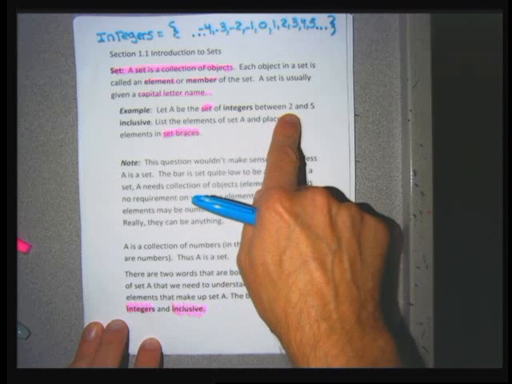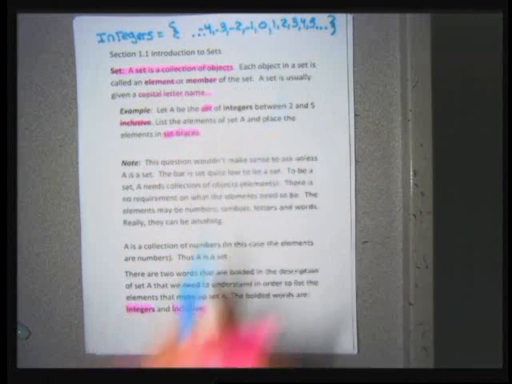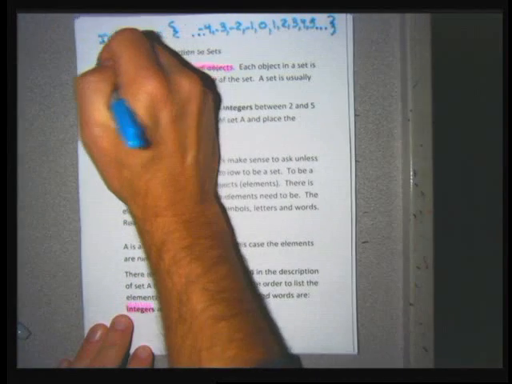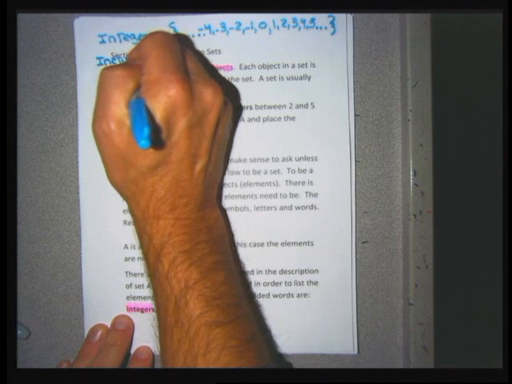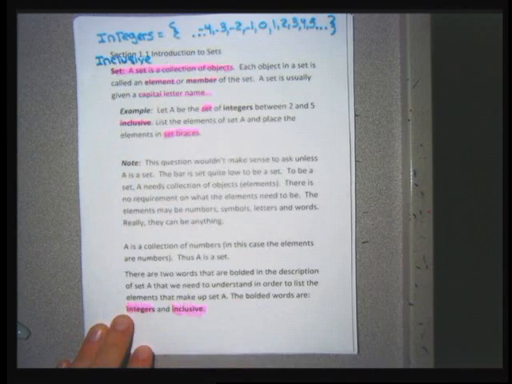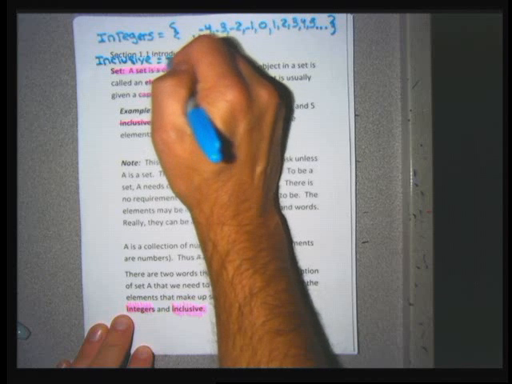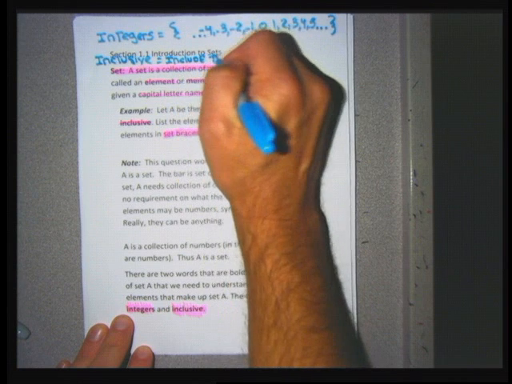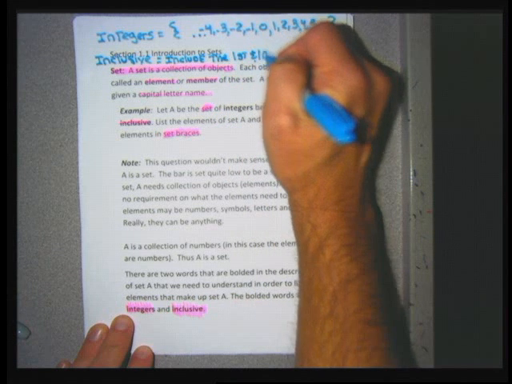Now I want the integers between 2 and 5, and I want the integers between 2 and 5 inclusive. When I see the word inclusive, it means it includes the first and the last number mentioned. So this one wants me to list the integers between 2 and 5, and I need to include the 2 and the 5. So inclusive implies to include the first and last number.